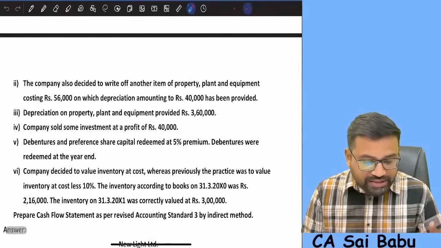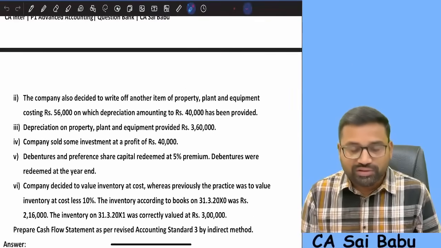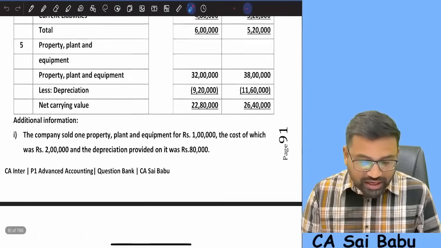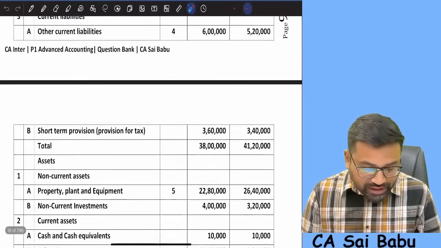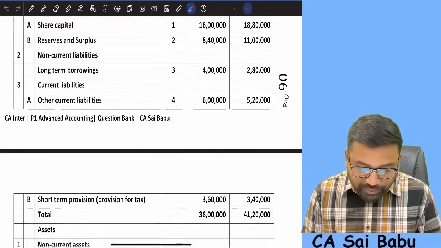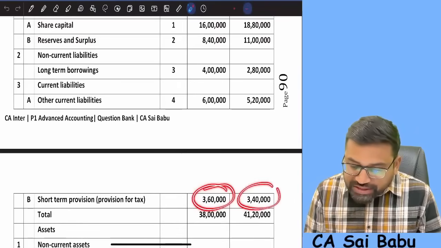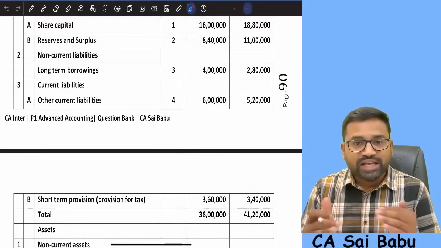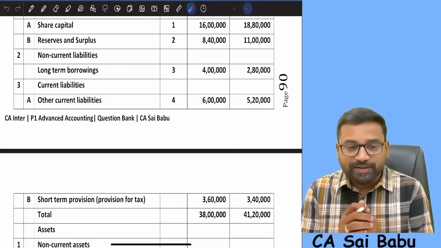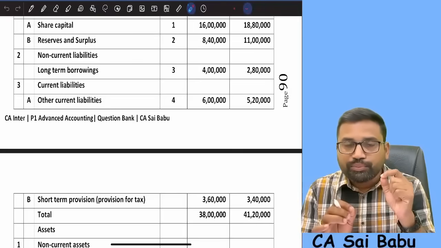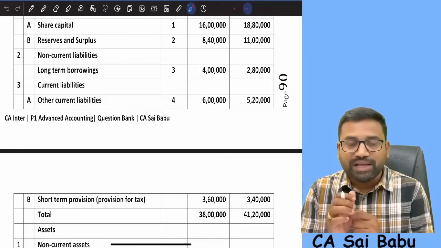Next, the provision for tax. If you look at the additional information, sir, the provision for tax is not given in the question, the current year provision for tax. But if you look at the balance sheet, liability side, provision for tax is given: opening 3.6, closing 3.4. Next, I am going to explain the tax adjustment, sir.